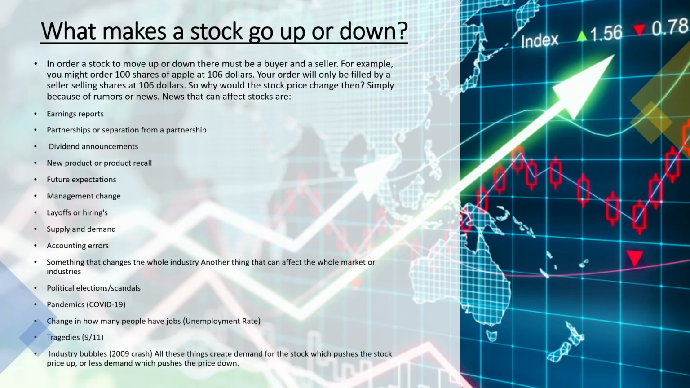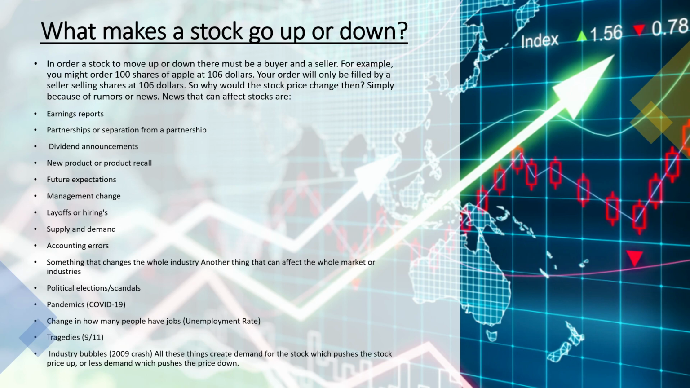So when investing, you need to realize what makes a stock go up or down. In order for a stock to move up or down, there must be a buyer and seller. For example, you might order 100 shares of Apple at $106, but your order for those 100 shares of Apple at $106 will only be filled if a seller is selling the same amount of shares for the same price. So now you might be wondering, why is the stock increasing in price? Why is it going down in price? Well, basically this is because of rumors or news.